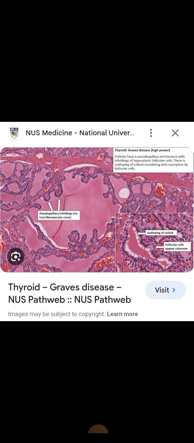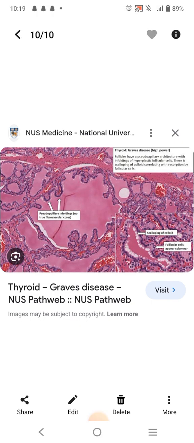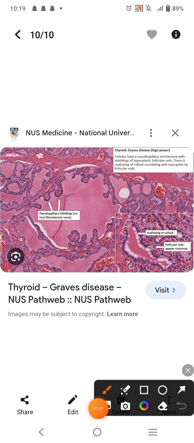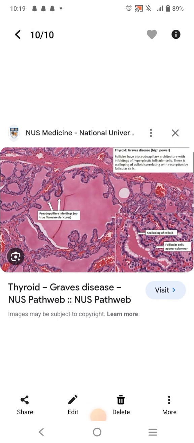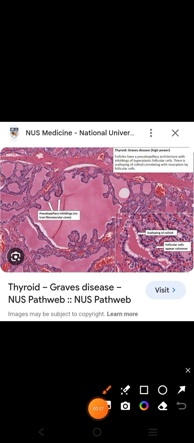Here are three microscopic features that you must remember in order to identify a slide of Graves' disease. Almost all the features are shown in this slide, but its first feature is that the follicles are present. See, you can easily see here a follicle. But here the follicular cells are so crowded that they form a pseudopapilla. Like you can see here, it is a papillary formation.